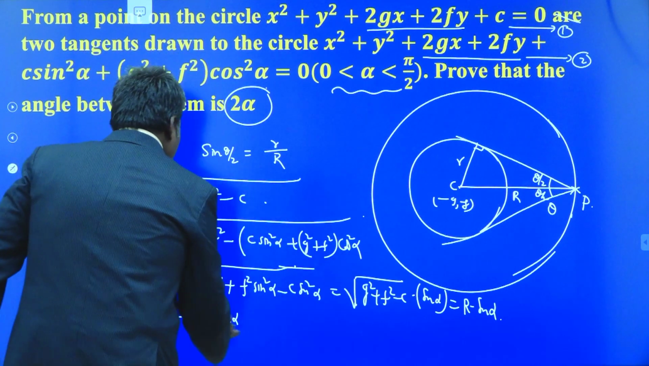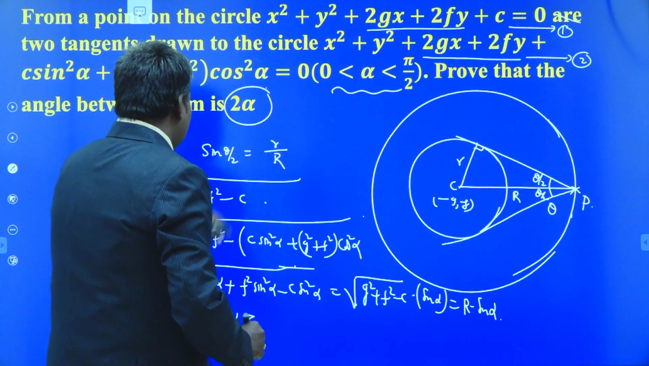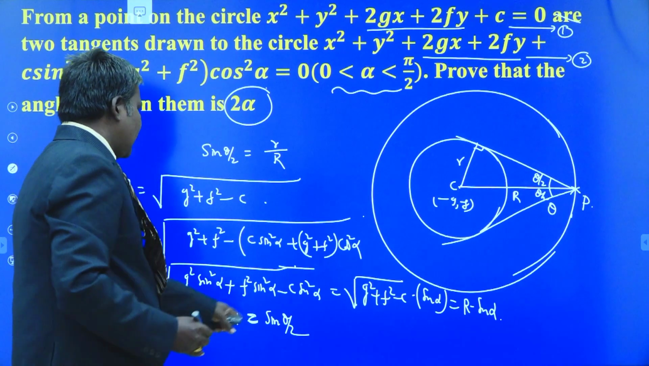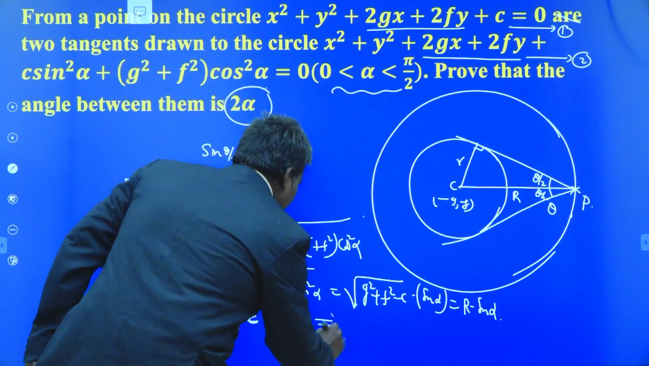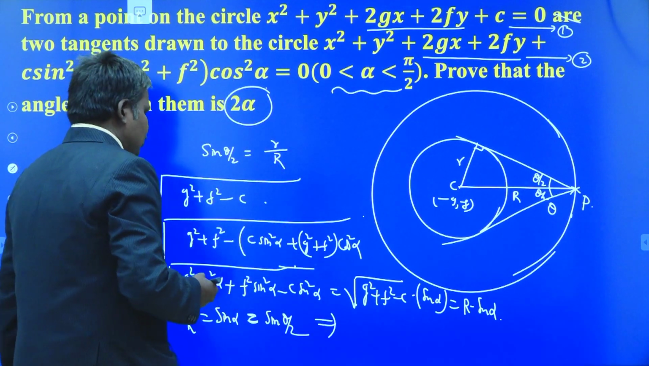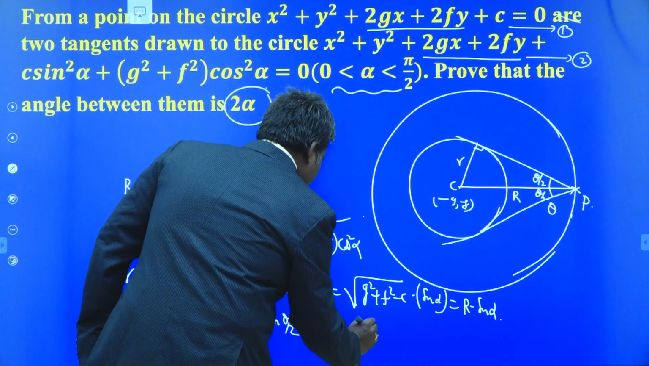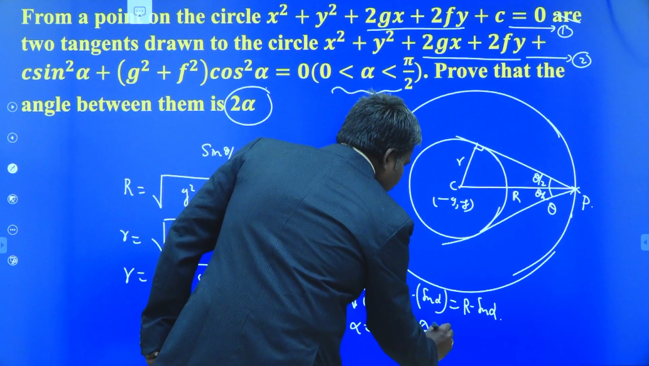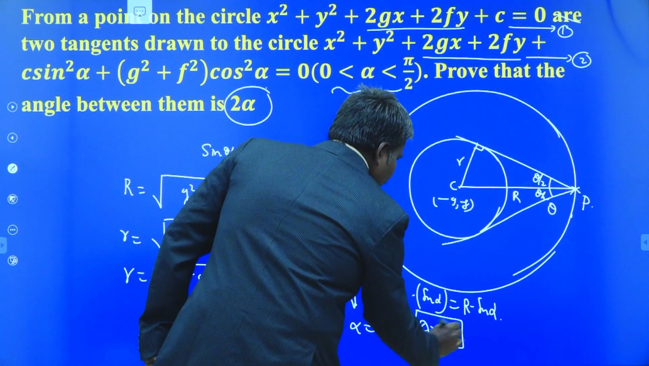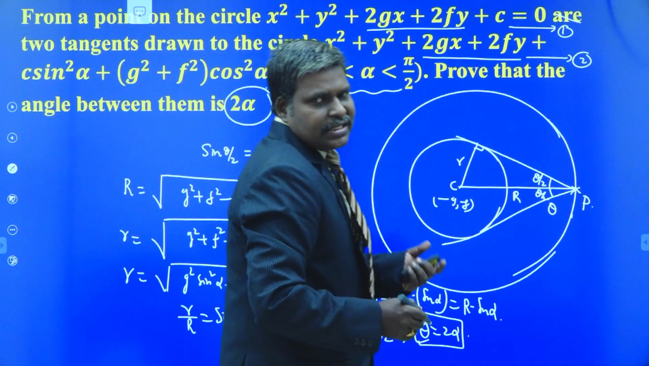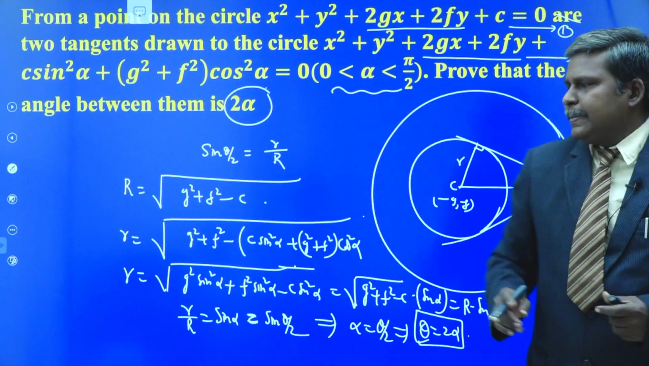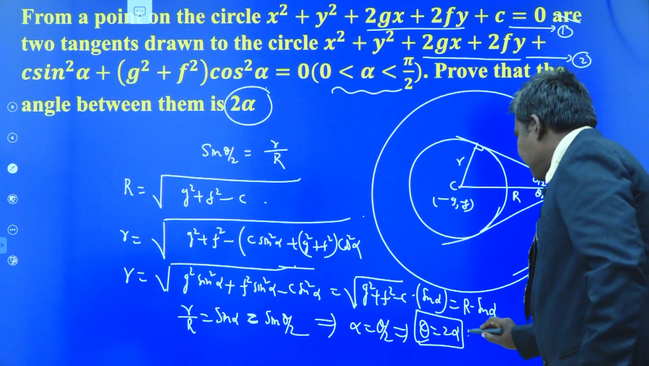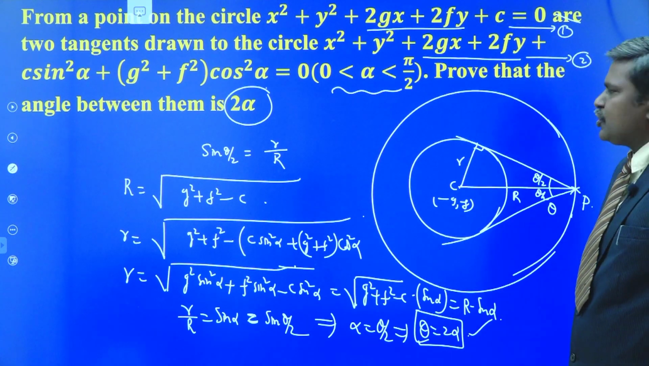This is sin alpha. What is your small r by capital R? Sin theta by 2. So sin alpha is equal to sin theta by 2, and alpha lies between 0 and pi by 2, which means alpha is equal to theta by 2. This implies theta is equal to 2 alpha. Hence proved. So when tangents are drawn from an external point to the internal circle and the two circles are concentric, we obtain the condition that theta is equal to 2 alpha.